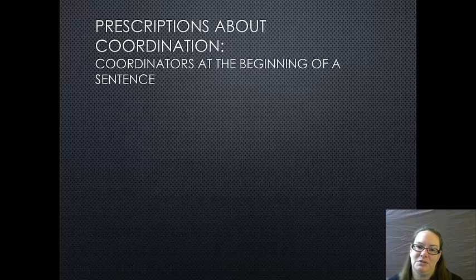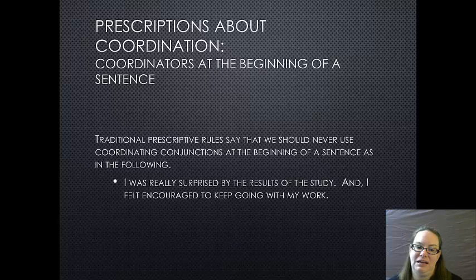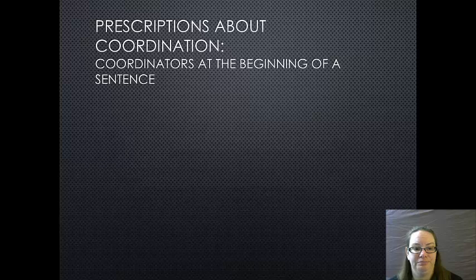We also have a prescription about using coordinators at the beginning of a sentence. It says something like, you should never start a sentence with a coordinating conjunction: and, but, for, so. However, the more that people become proficient writers, the more that they can break this type of rule. So you will see this in writing, even though it is generally discouraged when we talk about prescriptive rules.